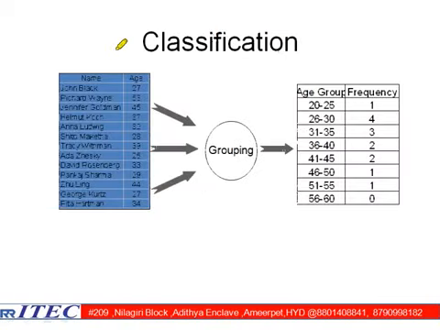Next one, classification. Suppose you want to understand what age groups of people are available. In the 20 to 25 age group, how many people are there? In 26 to 30, how many people are there? These things you want to calculate here. You can calculate by using the operation called classification. We are going to classify it.